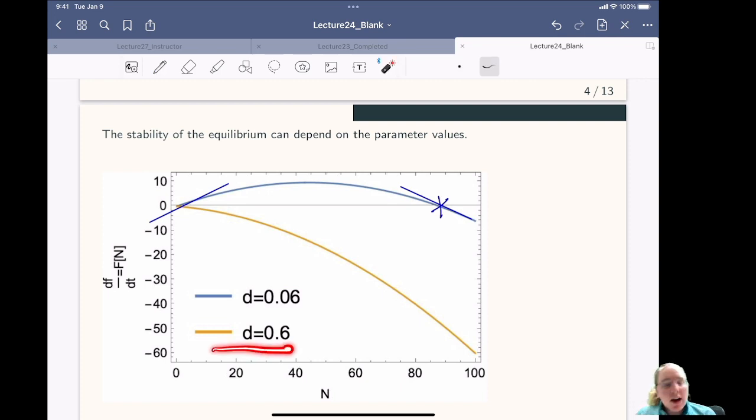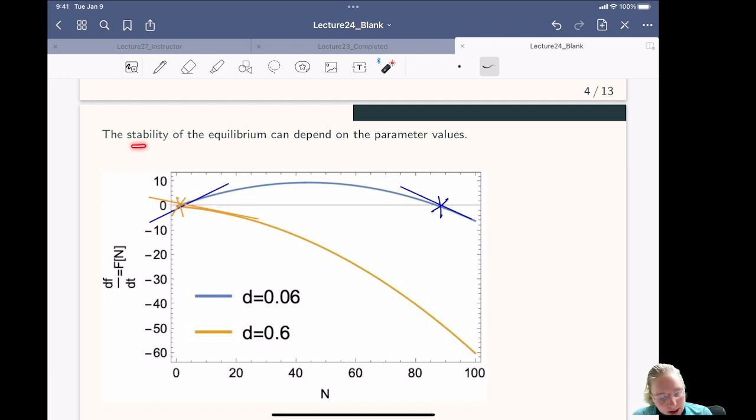In this one, I've increased the death rate by a whole bunch. So I went from a very small death rate to a very high death rate. If the death rate is really, really high, what happens is the population ends up going extinct. And so the slope of the tangent line at extinction ends up being negative. So we end up approaching the extinction equilibrium.